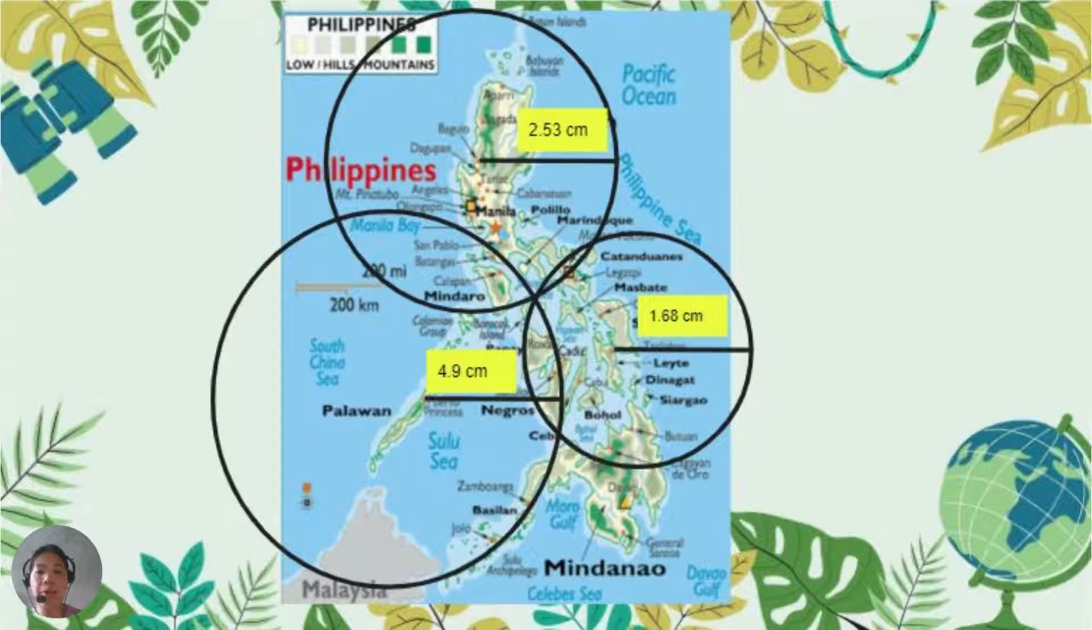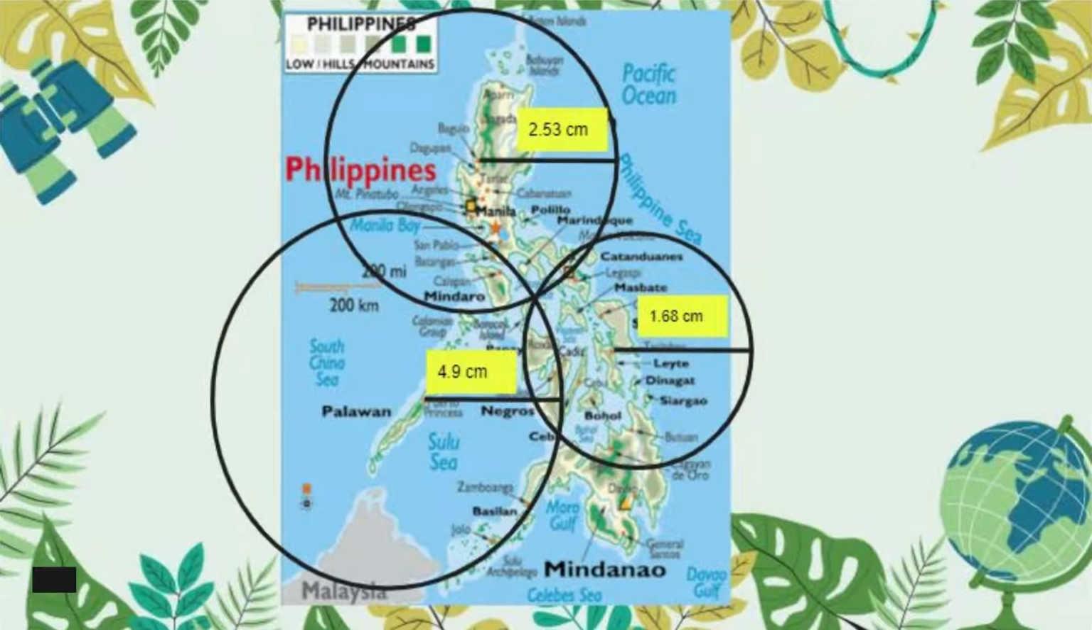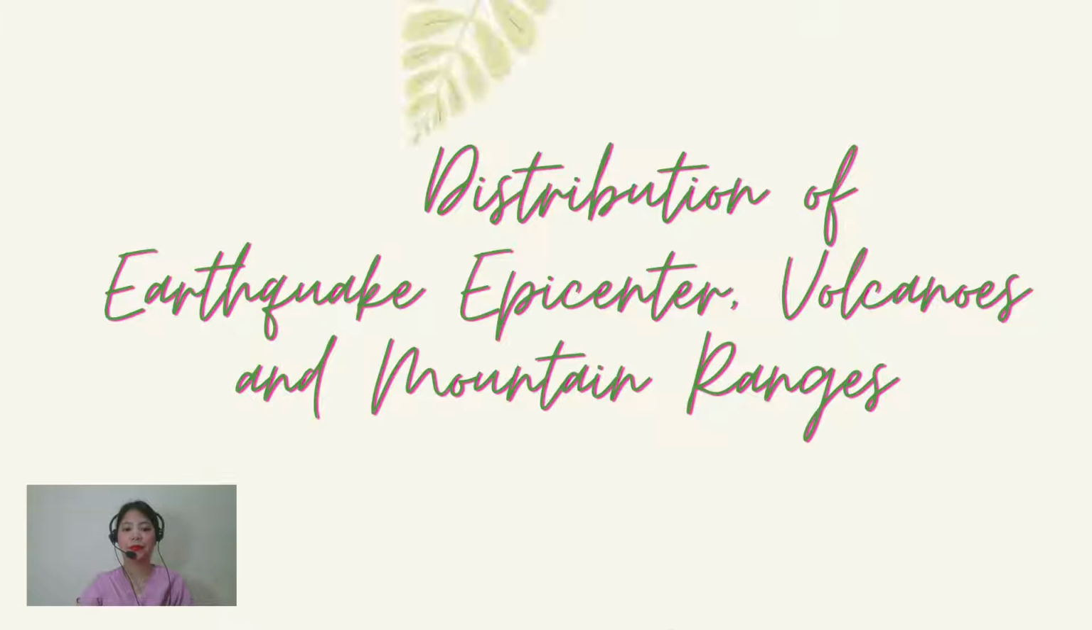The intersection of the lines means that is the location of the epicenter. Again, the intersection of the three circles means that is the area of the epicenter. The Sibuyan Sea is the location of the epicenter based on the map.